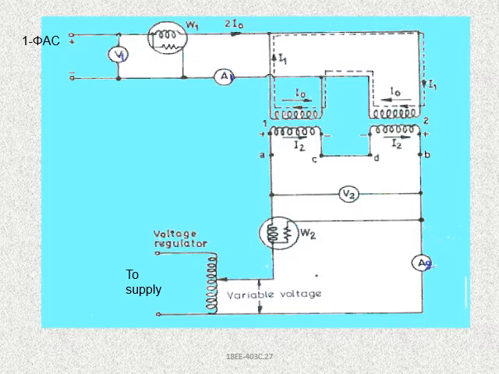See, the phase is given to both. You can see here this line, the phase also to this, and the neutral is over here. So this connection is on the primary side. The meter readings are given like V1, W1 and A1.